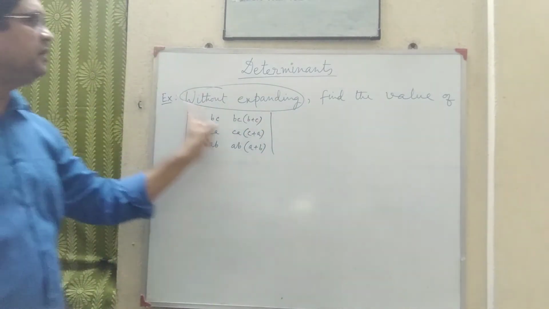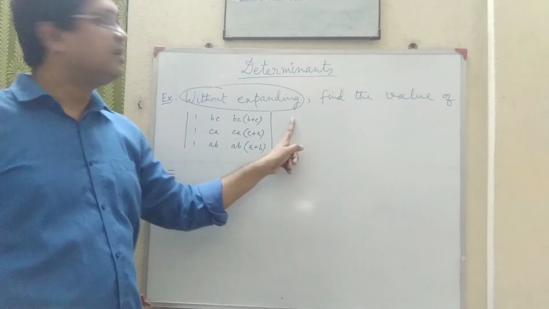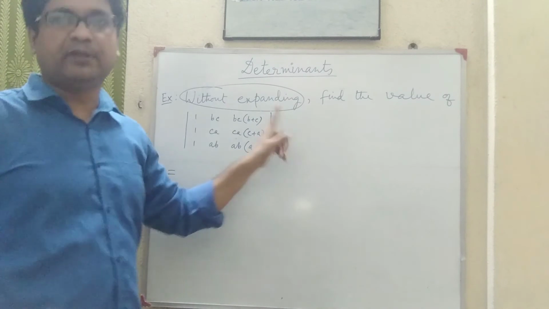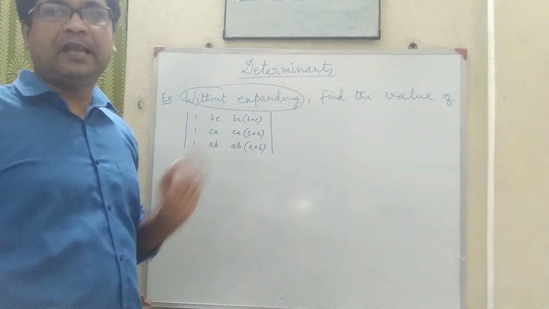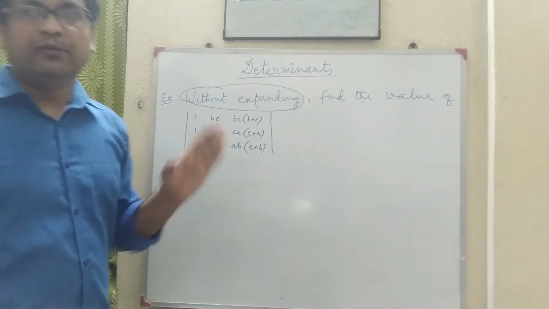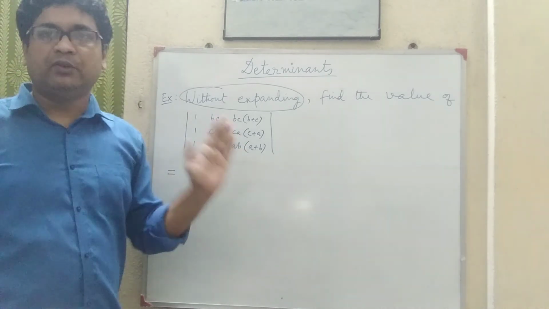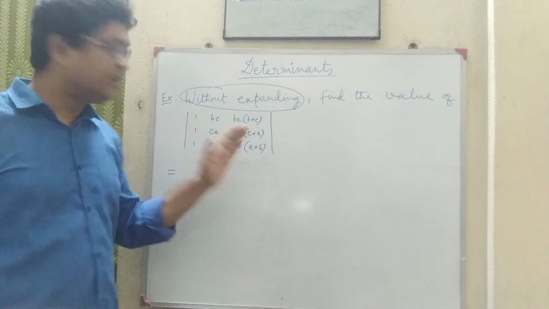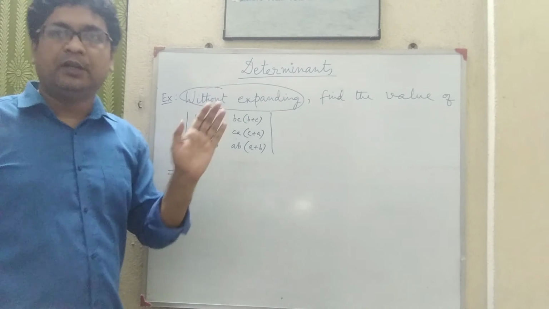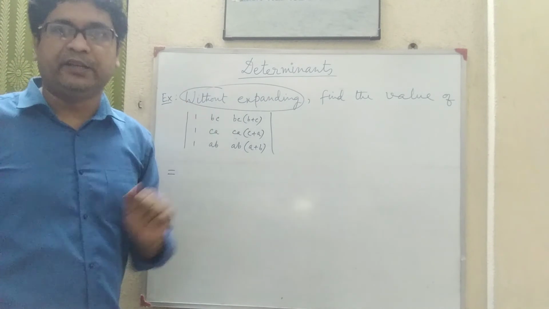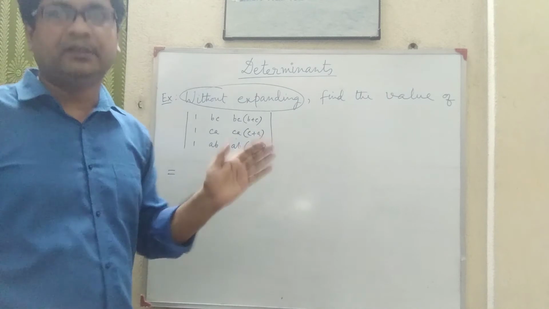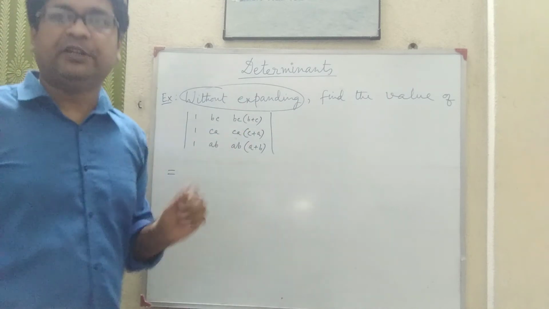Now, I have marked this phrase "without expanding" because this is very important. If "without expanding" is mentioned in the question, you cannot expand at any step. So what we can do here is try to make two rows or two columns identical, because we know that if we can make two rows or columns identical, then by one of the properties the value of the determinant will be 0.